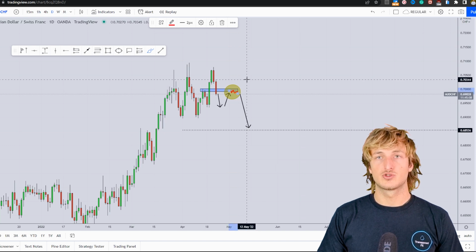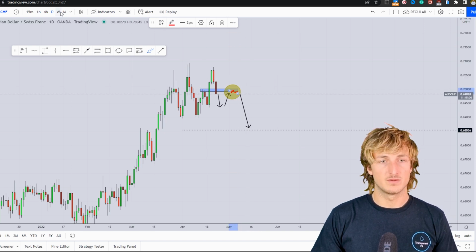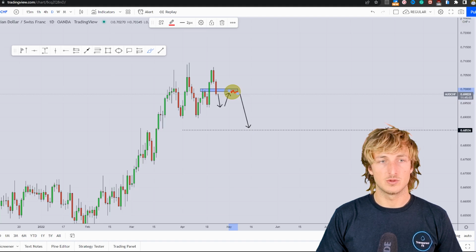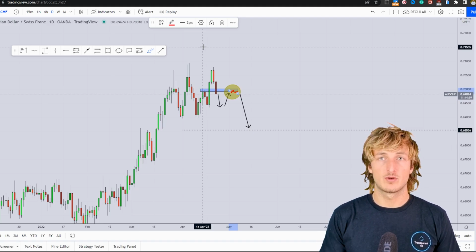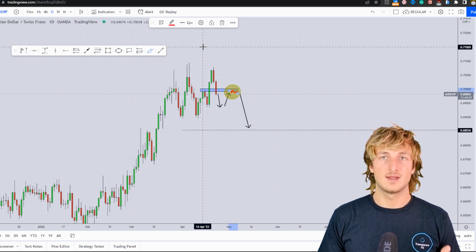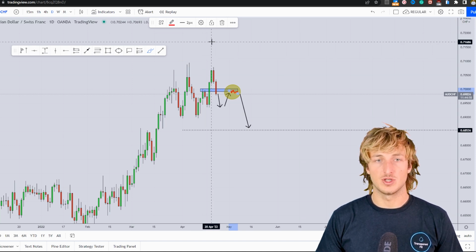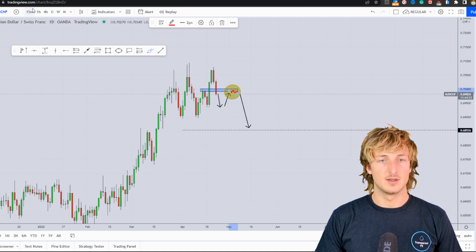Now, as usual, trading is reactive and not predictive. The monthly, weekly, and daily combined with the COT data, those are the best timeframes from a directional perspective. However, when it comes to confirmations and entries, the best timeframes are the intraday timeframes, so 4 hour and lower.